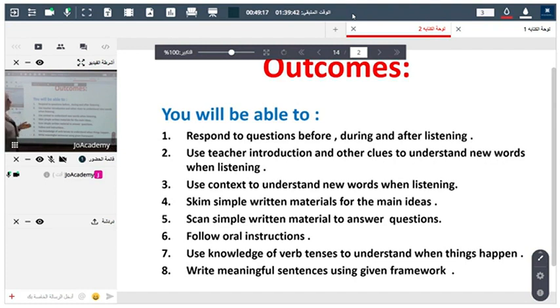Number 6, follow oral instructions. Number 7, use knowledge of verb tenses to understand when things happen. And number 8, write meaningful sentences using given framework. So these are the outcomes for the whole unit, not for one lesson, for the whole unit.